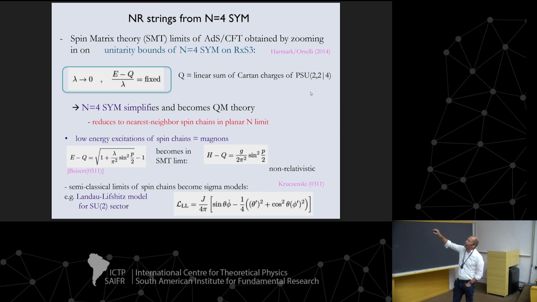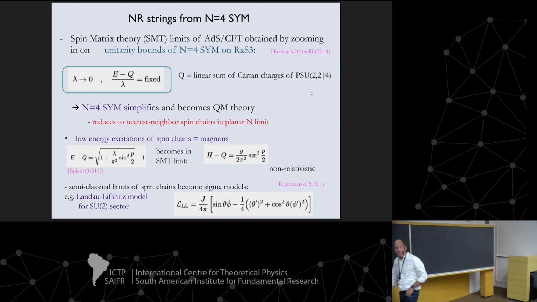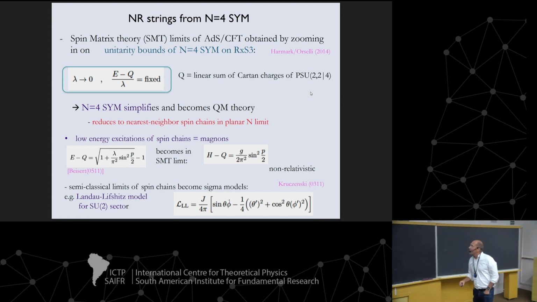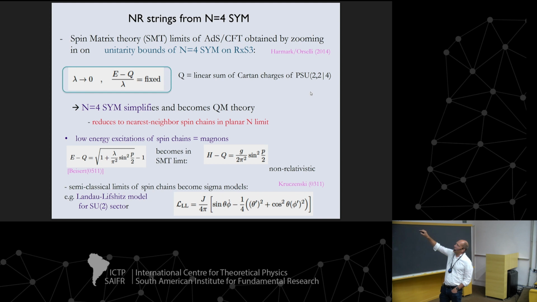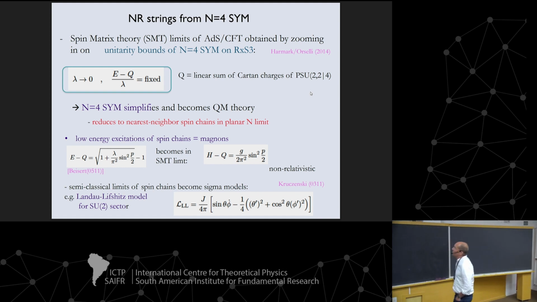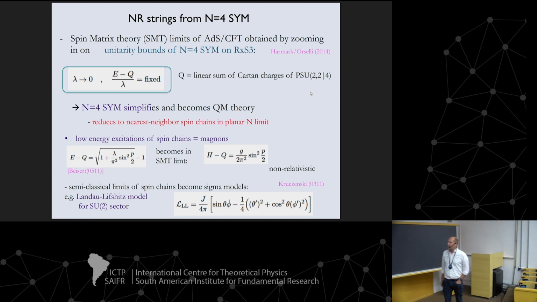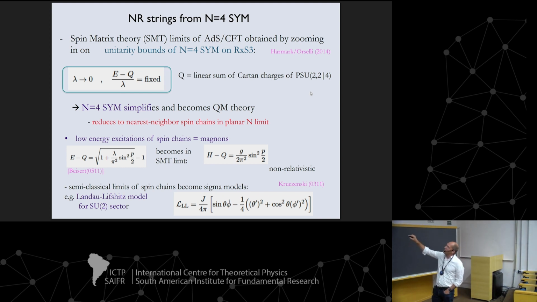The limit taken is essentially to look at the energy difference between the energy and some kind of BPS charge Q. Q can be, in general, some linear sum of Cartan charges, both on the AdS5 and the S5. And look at the scaling limit where you send lambda to 0, but you keep this ratio fixed. What they showed is that in this limit, N=4 super Yang-Mills simplifies and becomes a quantum mechanical theory with a well-defined Hamiltonian that actually reduces to nearest neighbor spin chains in the planar limit.